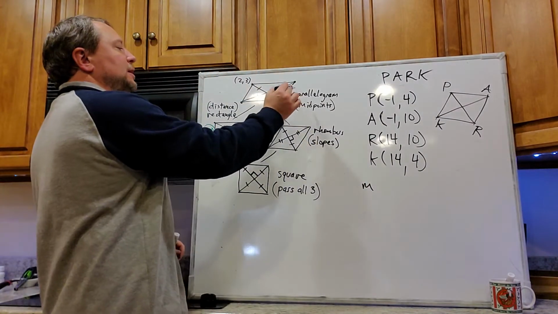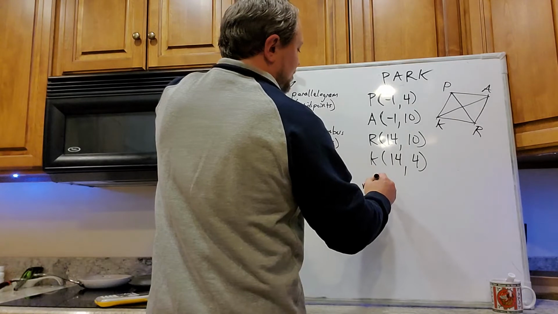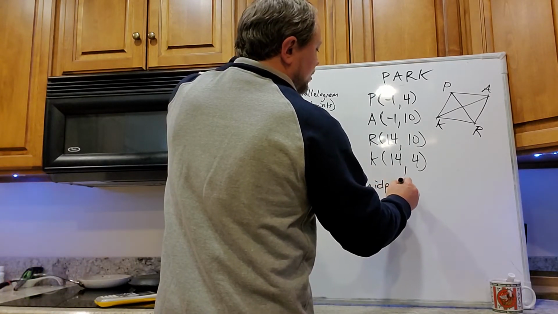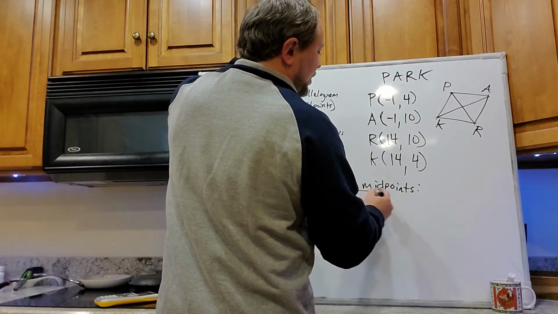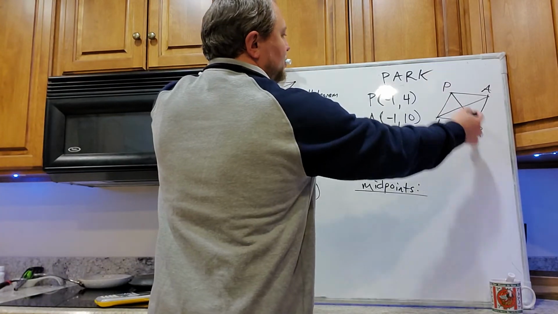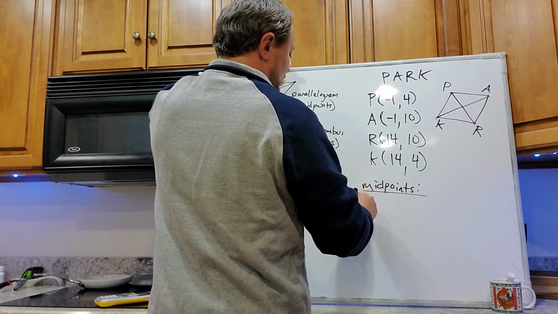Again, I always want to do that test first. See if it's a parallelogram to begin with. Okay, so we're going to check the midpoints of the diagonals, PR and AK.